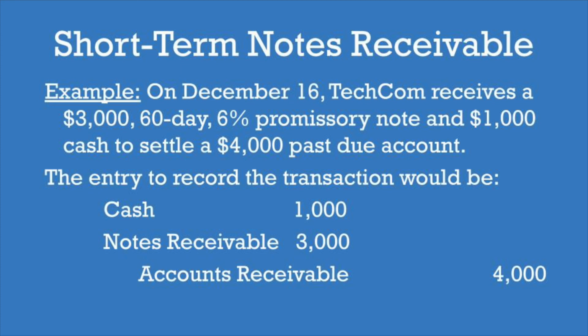So let's take this example here. On December 16th, Techcom receives a $3,000, 60-day, 6% promissory note and $1,000 cash to settle a $4,000 past due account. So someone owes them money, and they're going to convert that accounts receivable to a notes receivable. Effectively, we have $1,000 coming in, so that's debit cash, $1,000. We're going to debit notes receivable for $3,000, which is the amount of the promissory note, and we're going to credit accounts receivable for $4,000 to represent the payment.